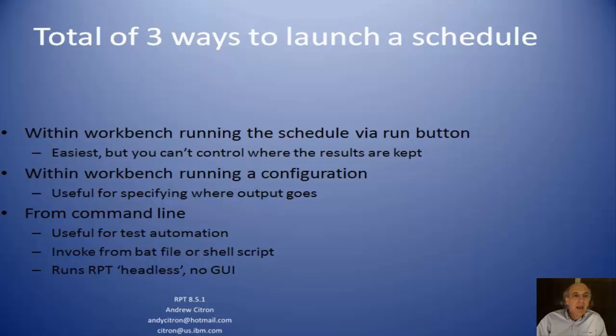In summary, within the Workbench, there's 3 ways to run a schedule. You can run a schedule by looking at the schedule and then hitting the Run button. That's easiest, but you can't control where the results are kept. The other way is within the Workbench, you could run a configuration, and that's useful for specifying where the output goes, and that's what I just talked about today. And the third way for launching a schedule is from the command line, and that's useful for test automation because you can invoke it from a batch file or shell script. And RPT runs headless in that case, no GUI.